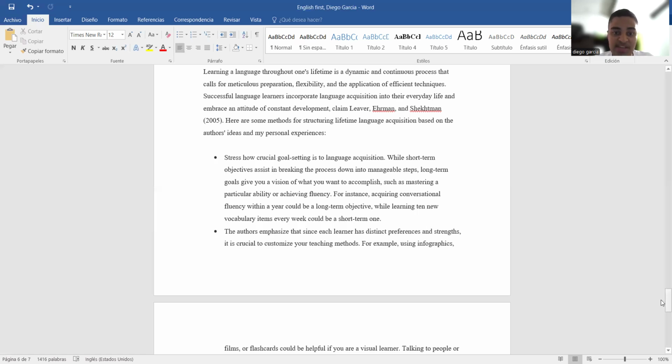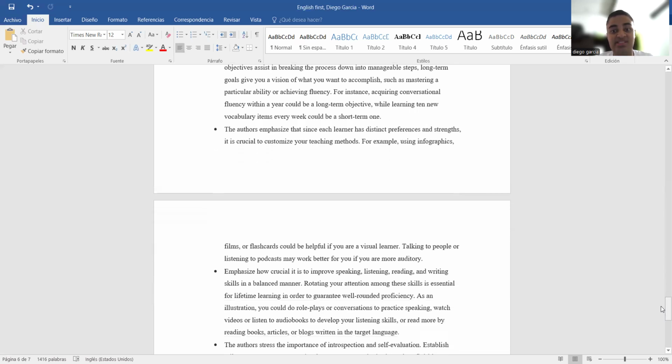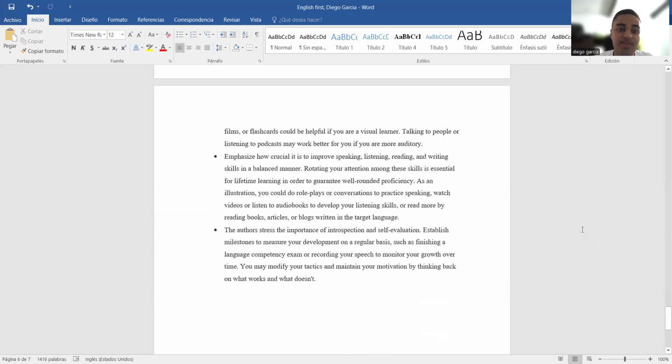The authors emphasize that since each learner has distinct preferences and strengths, it is crucial to customize your learning methods. For example, using infographics, films, or flashcards, so that every student can get more learning and take advantage of those things. After that, they emphasize how crucial it is to improve speaking, listening, reading, and writing skills in a balanced manner. Rotating your attention among these skills is essential for lifetime learning in order to guarantee well-rounded proficiency.